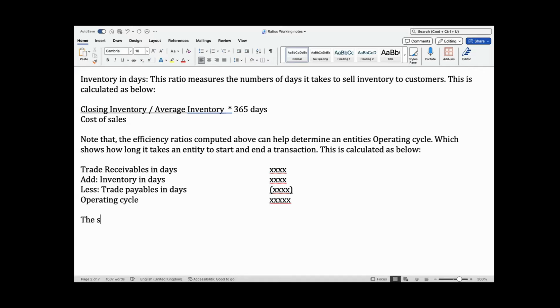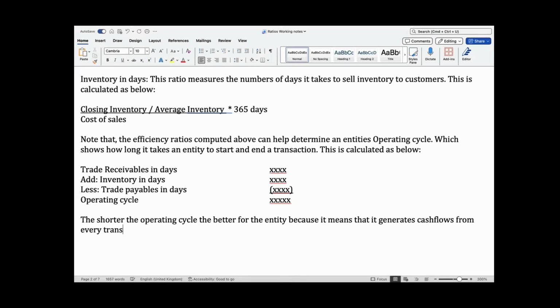So the shorter the operating cycle, the better. Better for the entity, because it means that it generates cash flows from every transaction very quickly, which is good, that means it's efficient. It converts inventory to receivables, pays payables, and moves on.